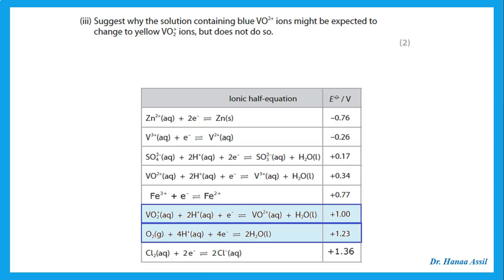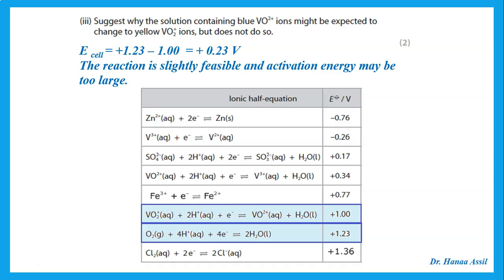Remember that if we write the E cell for this, it would be the plus 1.23 minus 1, because we are inverting that equation. We're starting from VO with 2 positives, changing it to VO2 with 1 positive. So you invert the sign. And this E cell total is plus 0.23. This is regarded as a small number, but it is positive, so it should be feasible. So it would be expected to happen.